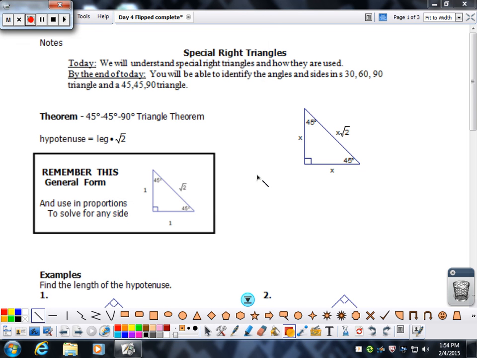Welcome to day 4 of the right triangles unit. Today we're talking about special right triangles. And by the end of the day you'll be able to identify the angles and sides in 30-60-90 and 45-45-90 degree triangles.